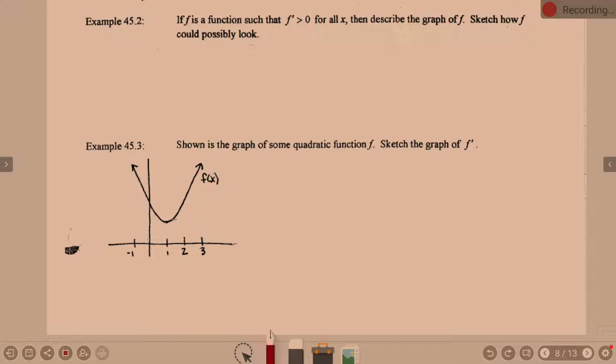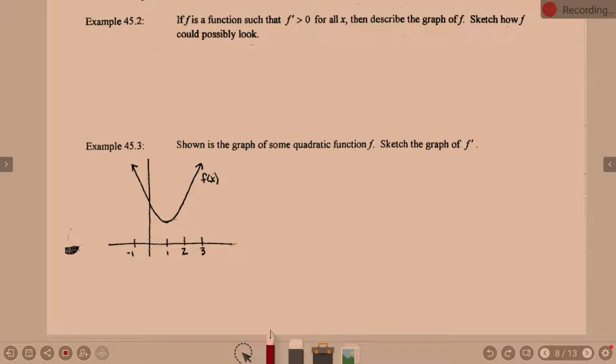Example 2. If f is a function such that f prime is greater than 0 for all x, then describe the graph of f. Sketch how f could possibly look. It would have to be some sort of diagonal line going down.